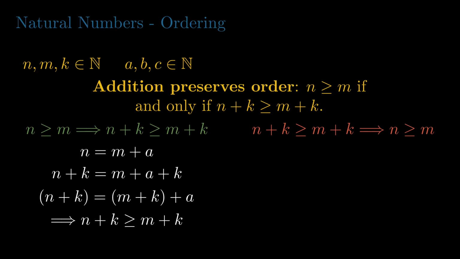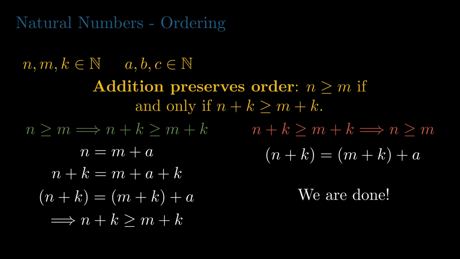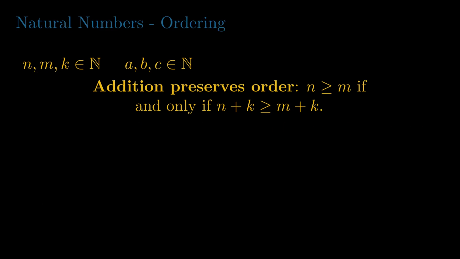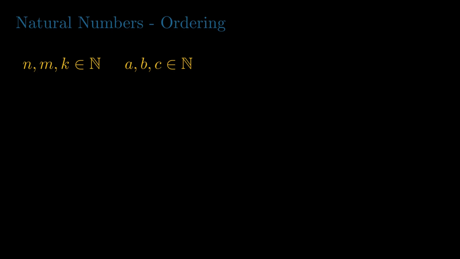Now, the opposite path. If the second relation in red is the starting point, we can write n plus k is equal to m plus k plus a. This is the same relation as before. We can simply make the same steps backwards and we are done. That's really nice. Now we are more familiar with inequalities.